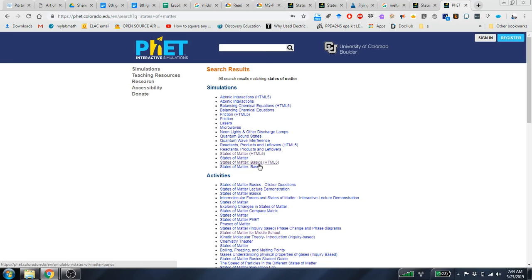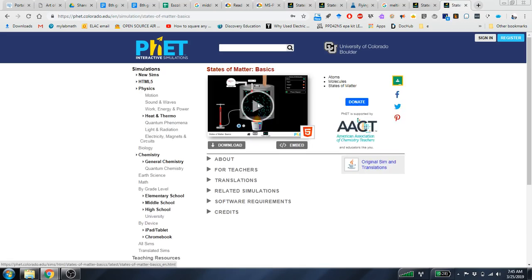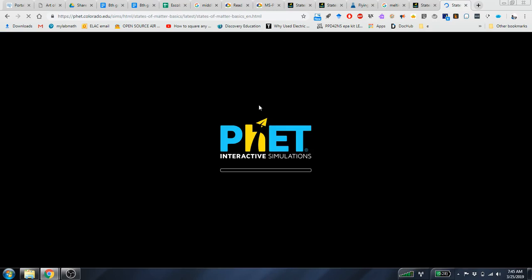Basics is important because it only has 2 games, whereas the regular States of Matter has 3 games, and we're not going to use the third game. HTML5 is important because if you use the other kind, you have to download Java, which takes a long time. HTML5 does not require any downloads, and students will work with the first game here.